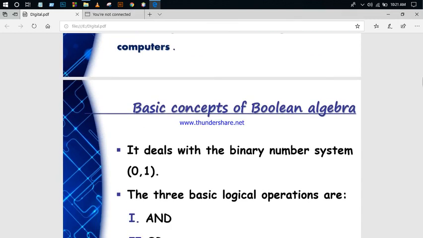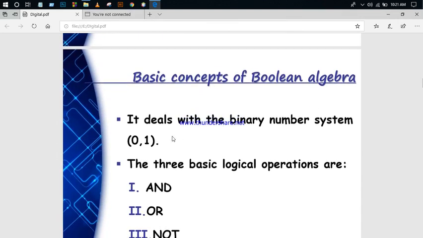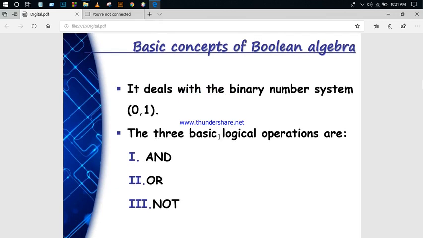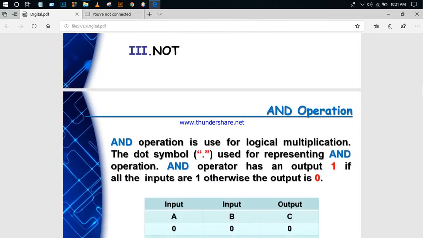So, the basic concept of Boolean algebra. It deals with the binary number system, 0 and 1. Boolean algebra depends on 0 or 1. 0 means switch off, 1 means switch on. The three basic logical operations that Boolean algebra depends on are the AND operator, OR operator, and NOT operator.